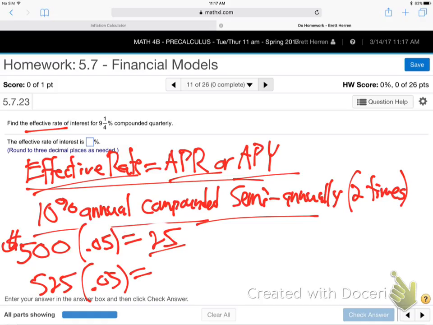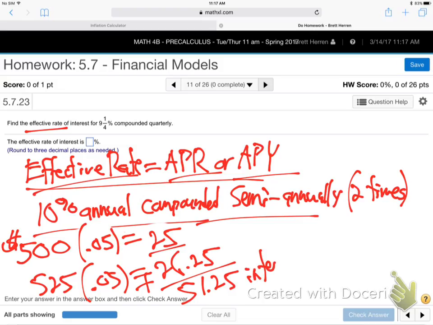So what does somebody have that number? I can't do that one. 0.05 times 525? 26.25. Thank you. So in the end, add those up, that's 51.25 interest. That's better than 10%, isn't it? Do you see? 10% would have just been $50, right? 500, the original. 10% of that would have just been 50. This is a little better than 10%.